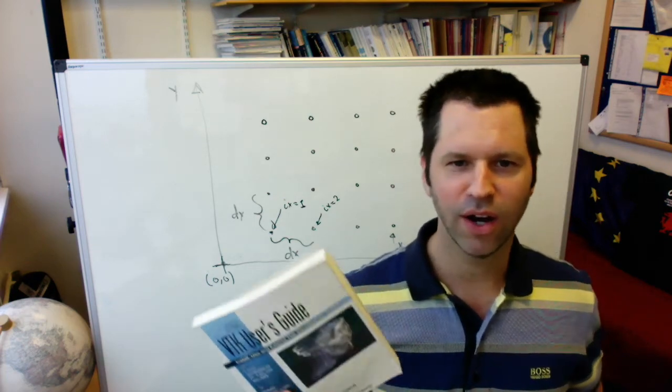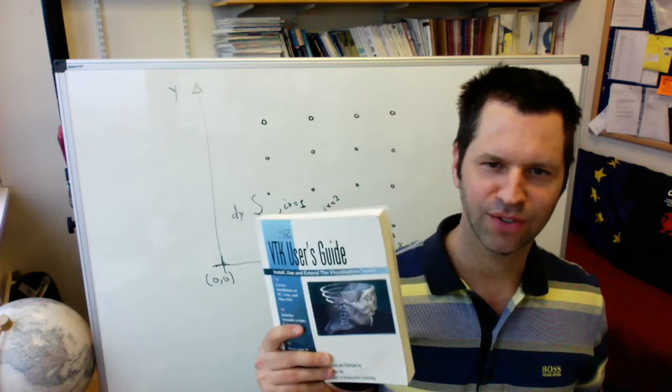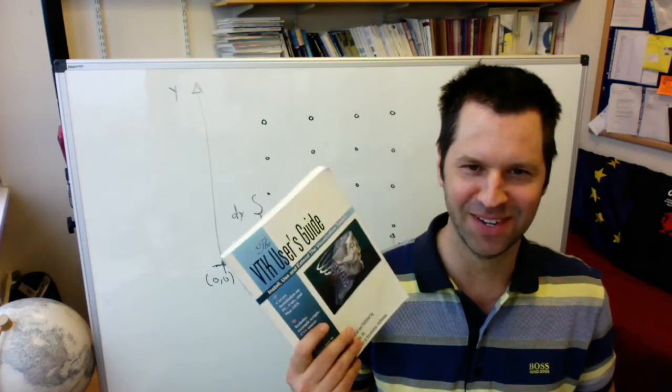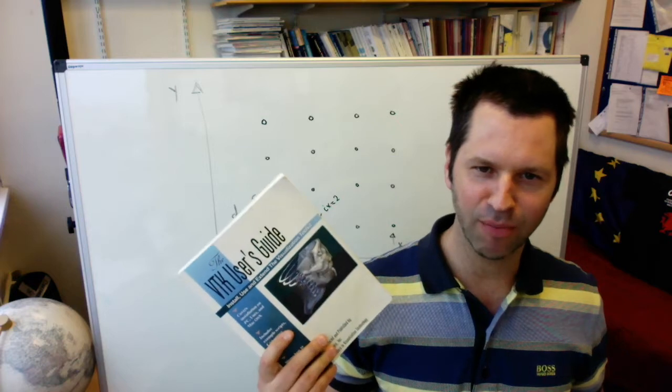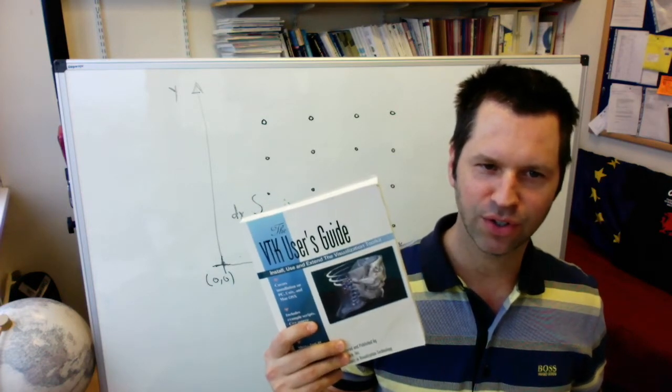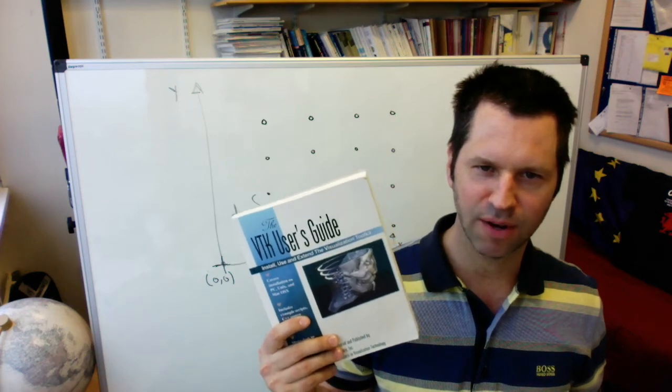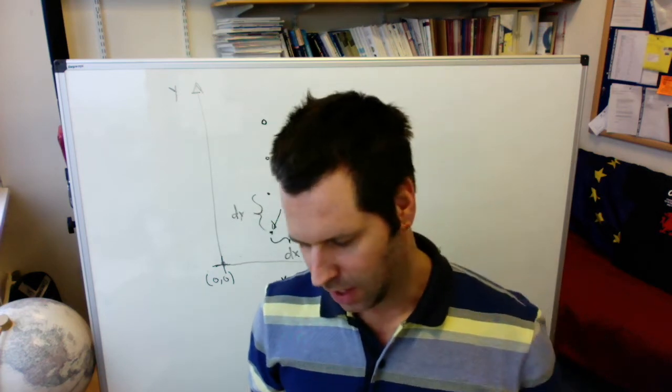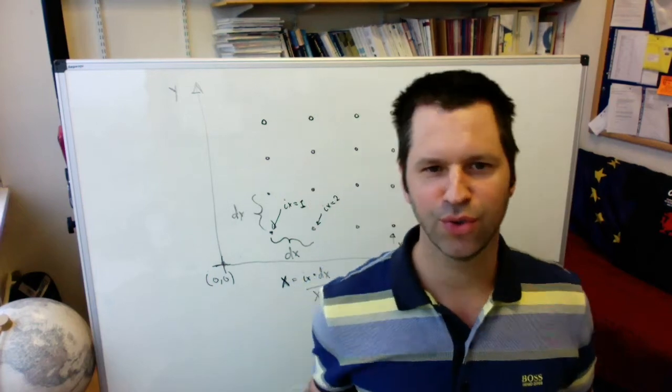Now, you might not have a copy of that book because you're not as cool as I am. But there are PDF copies of this book. Google knows exactly where they are. So you can just Google VTK User's Guide PDF. It doesn't really matter which tool you use, right?